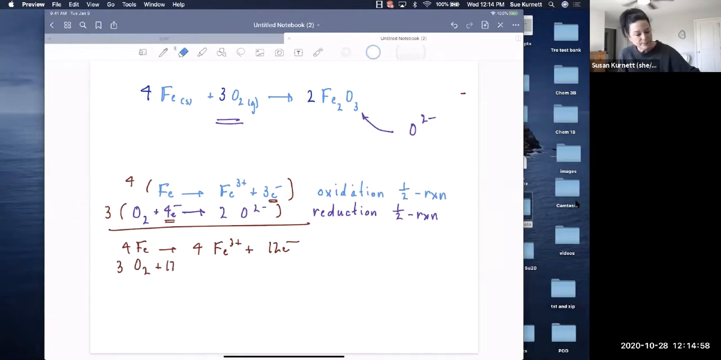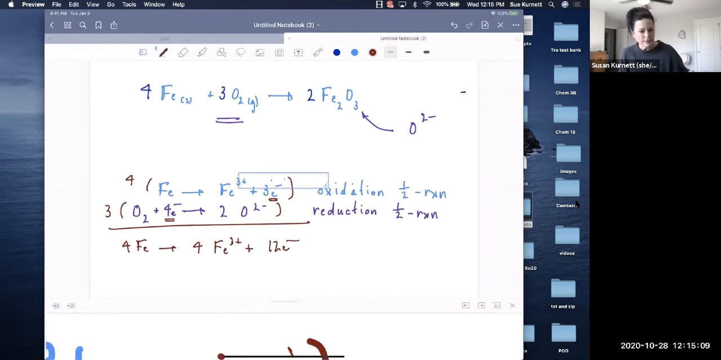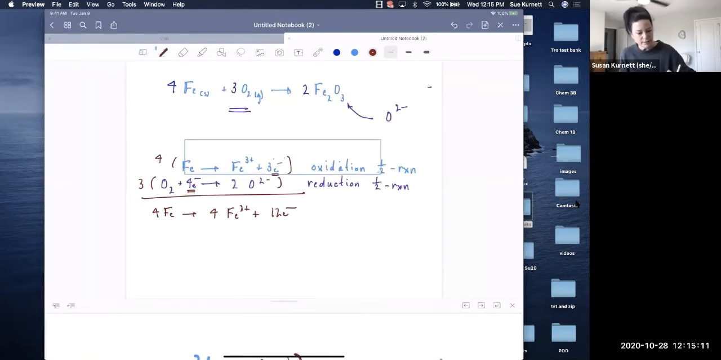Oops. Not sure what my computer's doing here.